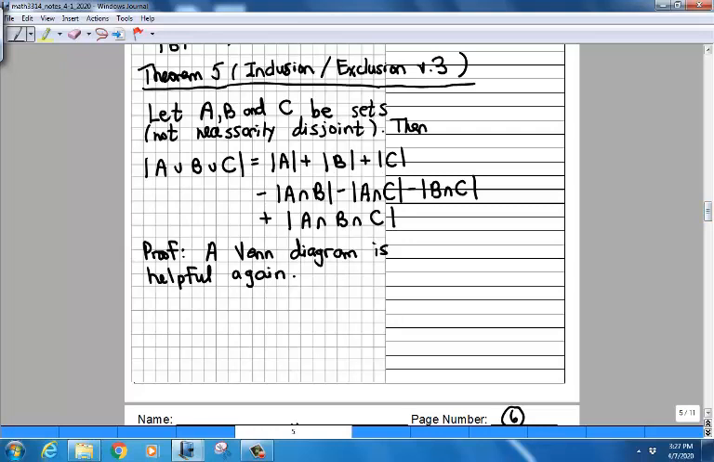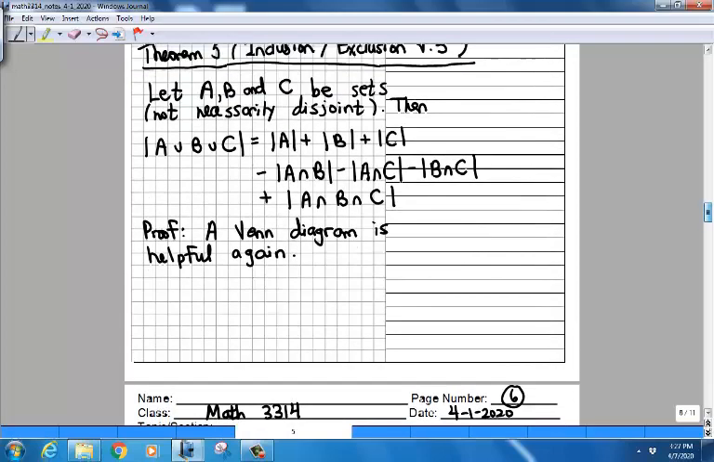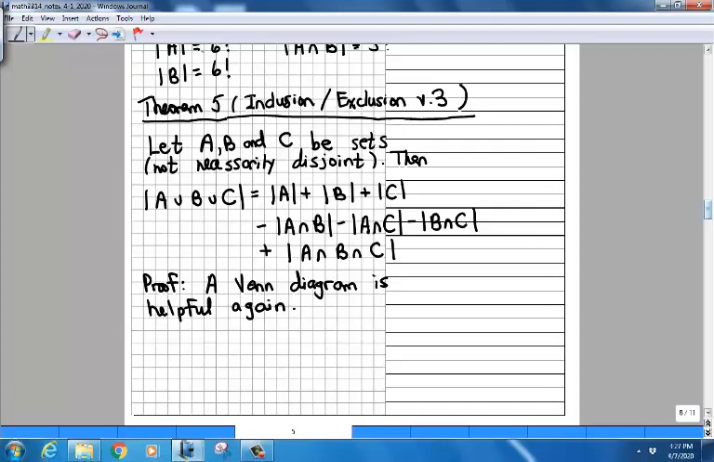But before we get to that more general version, we need to look at some examples of Theorem 5 in practice. But before we do that, I want to give you a proof of Theorem 5. It's not a completely formal proof, but it's a pretty rigorous one. I think it's a pretty good argument as to why this Theorem 5, this version 3 of inclusion-exclusion, is correct. And just like when we were proving version 2 of inclusion-exclusion that applied to just two sets, a Venn diagram is really helpful here.